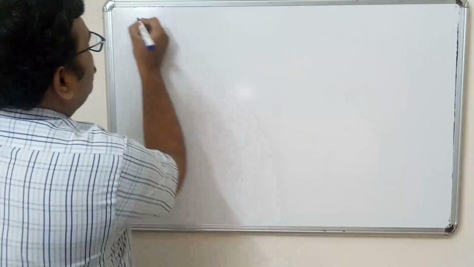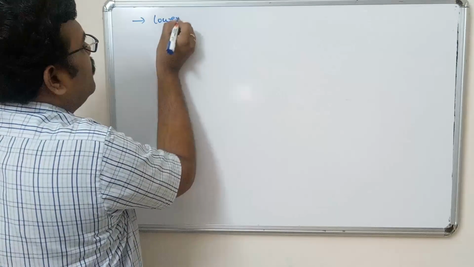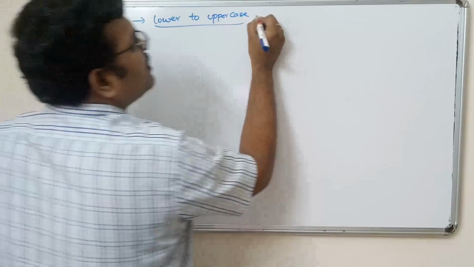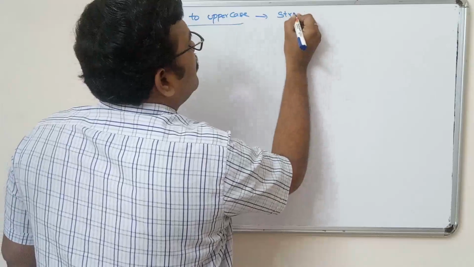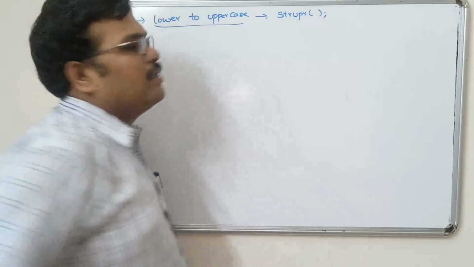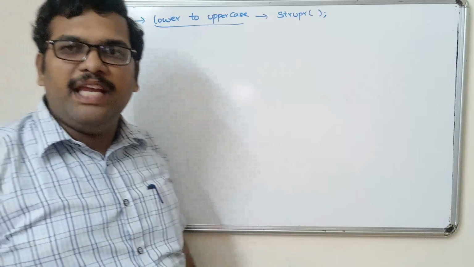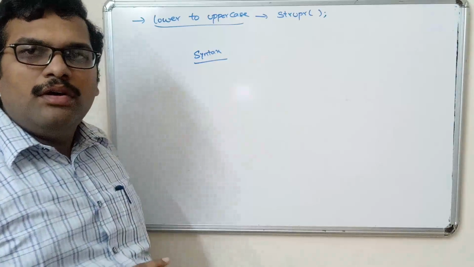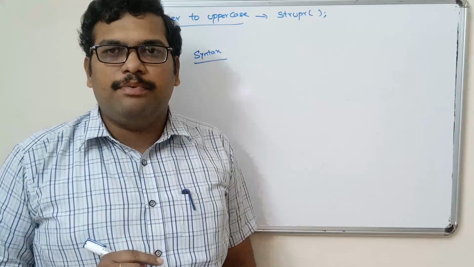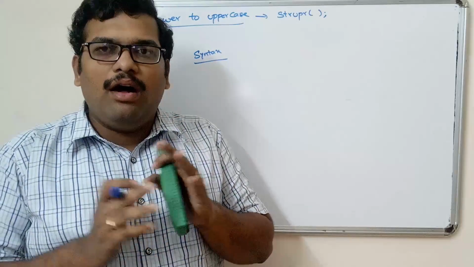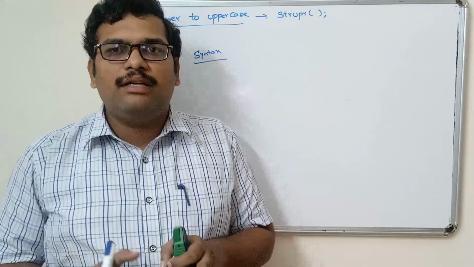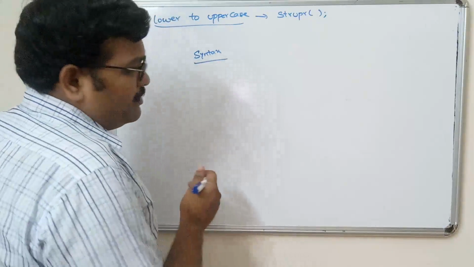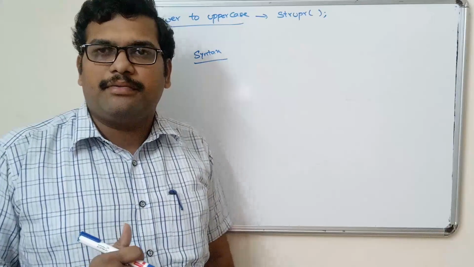Then the conversion of lowercase to uppercase. For this purpose, we are using strupr. The predefined function is strupr. So let us take the syntax. Here also it will take only one argument as an input and it will find all the lowercase letters and convert all the lowercase characters into uppercase characters, and all this will be saved in the same string.